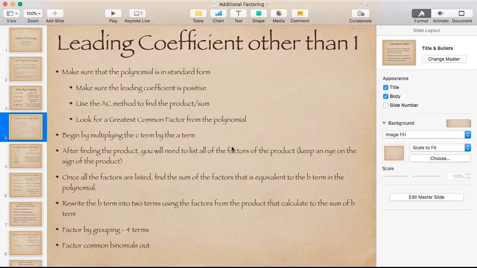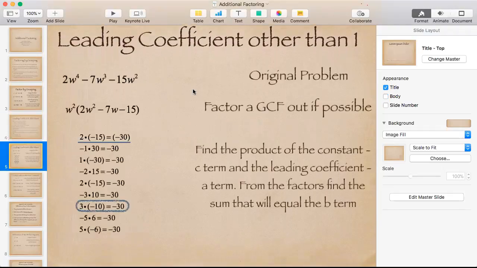Now this part, you have to rewrite it as 4 terms. Once you rewrite it as 4 terms, then you can use your factor by grouping, which we just learned. So you're going to group the first 2 terms together and the last 2 terms together. So again, these are the notes that you will use, and here's the practice example.